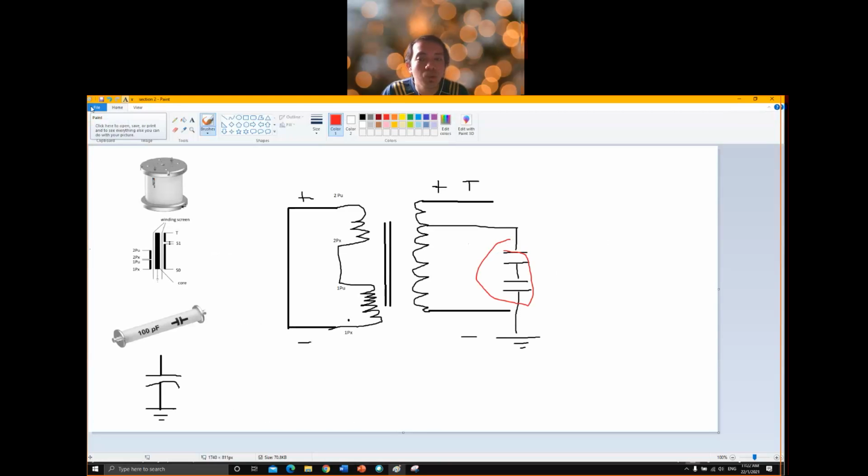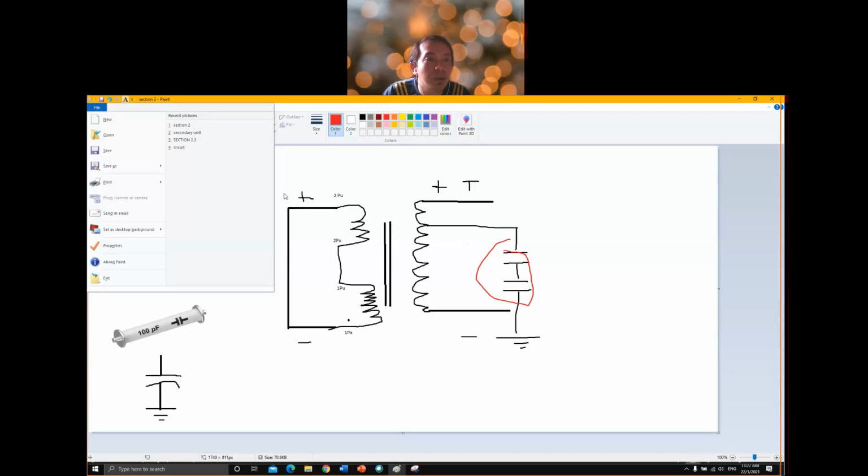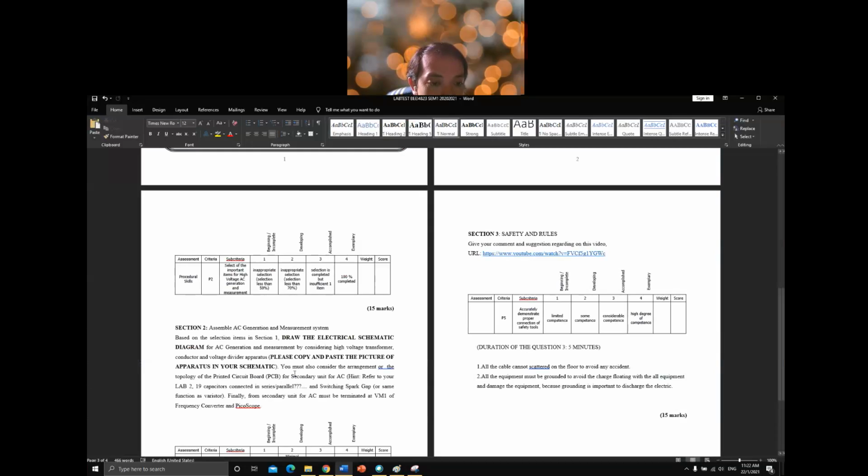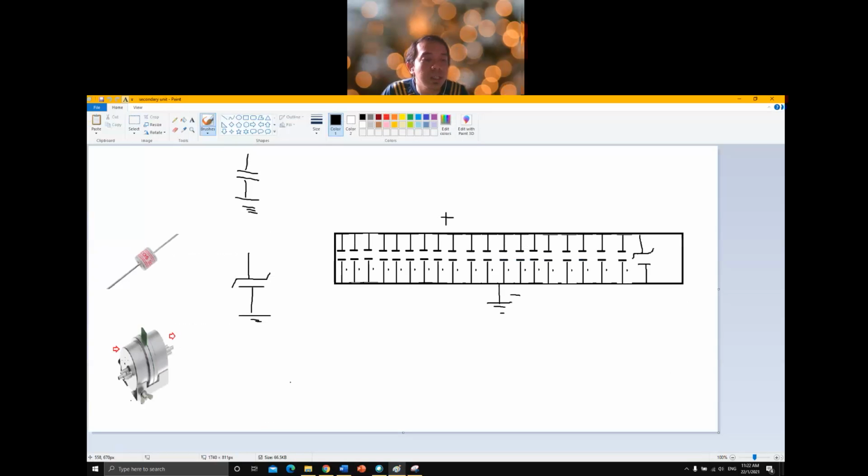Then we move to the second drawing. Inside the secondary unit, there are 19 capacitors that connect in parallel. Each capacitor value is 0.1 microfarad.